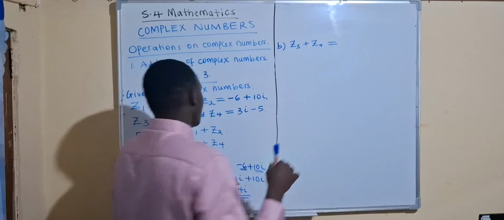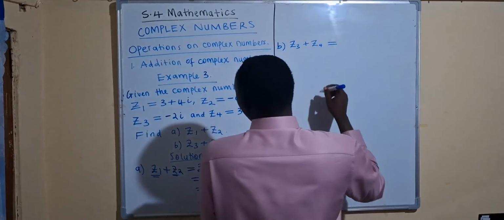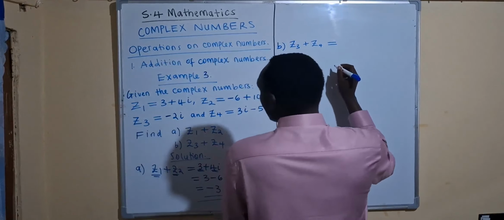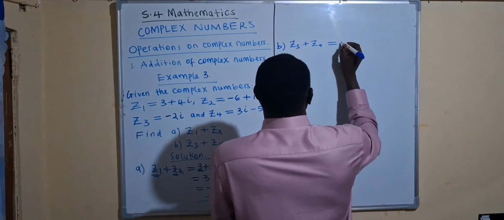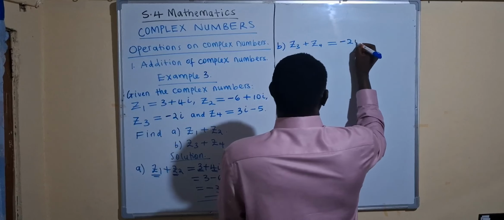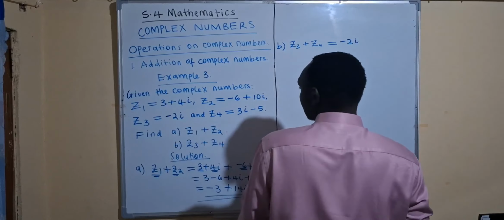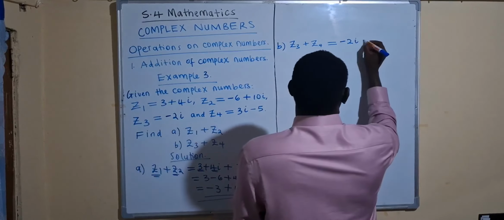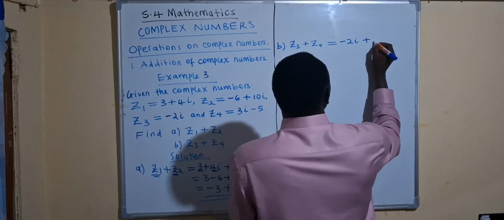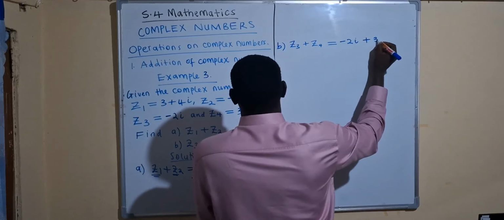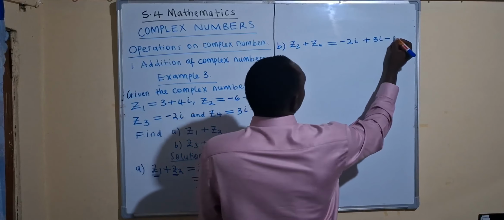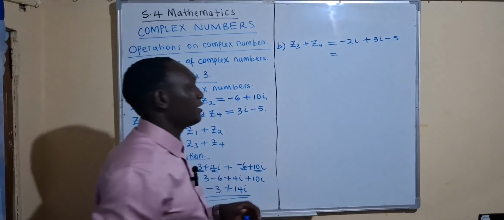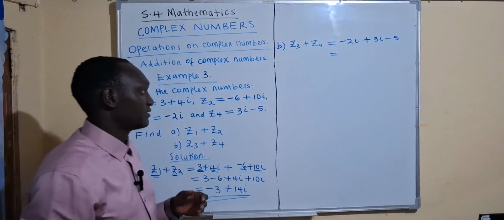The value of the real part is 0. So it doesn't have a quantifiable value of the real part. So we shall just put here negative 2i, that is z3, but we are going to add it to z4. What is z4? z4 is 3i minus 5. And as usual, we are going to collect the like terms.